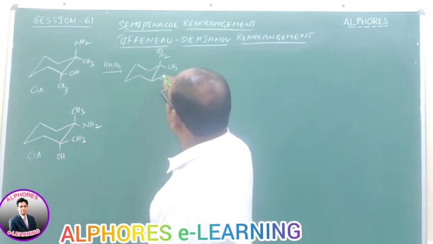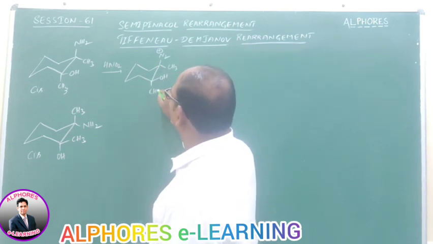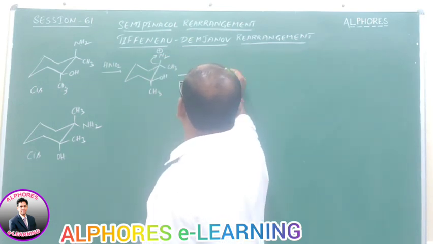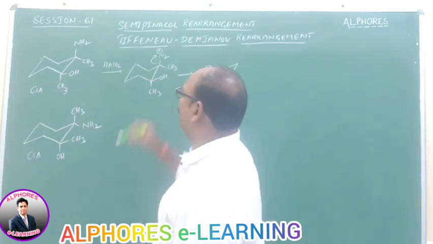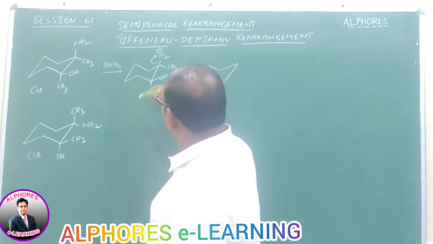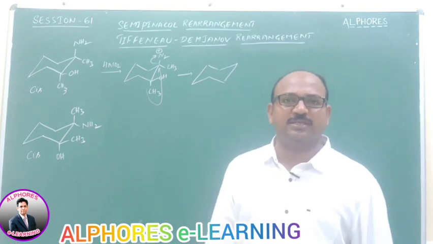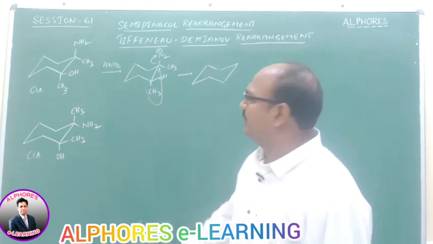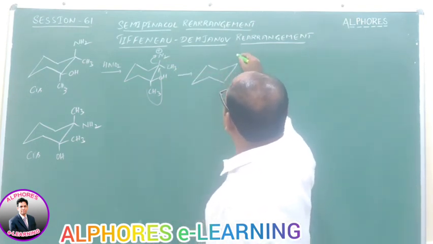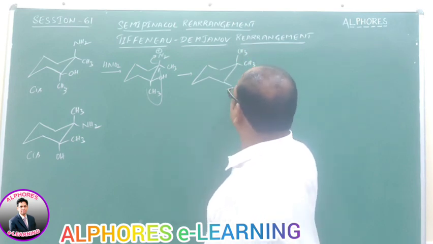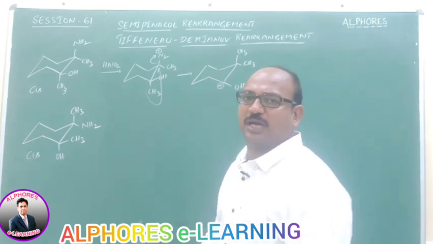Here methyl and OH, here the methyl group. Now this N2 will leave. After N2 departs, methyl migration takes place. Because of methyl migration, the methyl group migrates here, and as a result we get two methyl groups here, and here OH, and here it bears the positive charge.